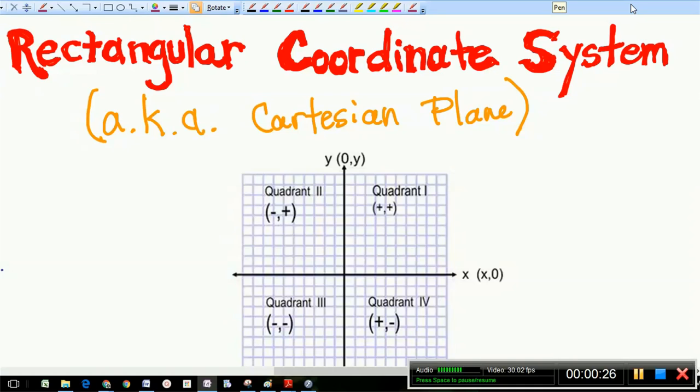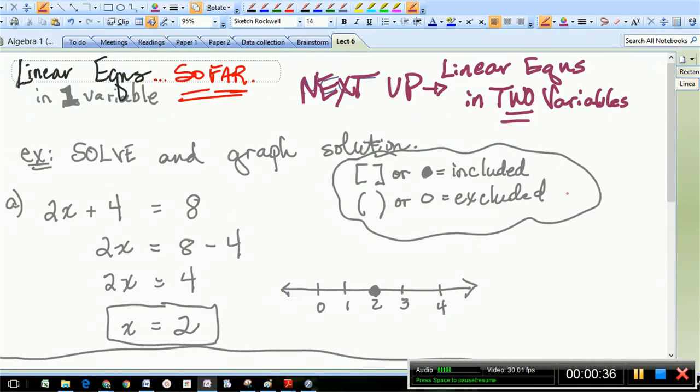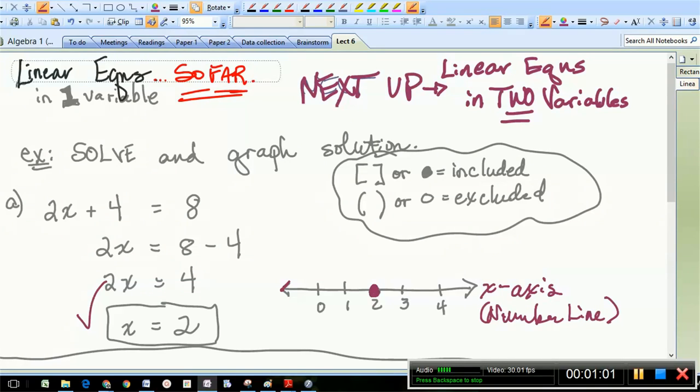Now, previously, we had a single solution, right? We solved for x, like here, okay? And we would plot the point, a single point on one single x-axis, we'll call it the x-axis, or a number line, right? So this was one-dimensional. Let's think of it that way. This single number line is one-dimensional, 1D.